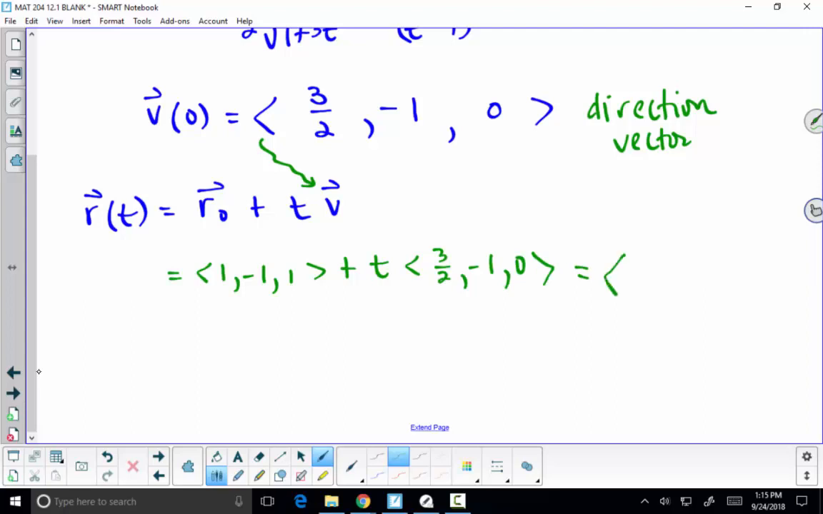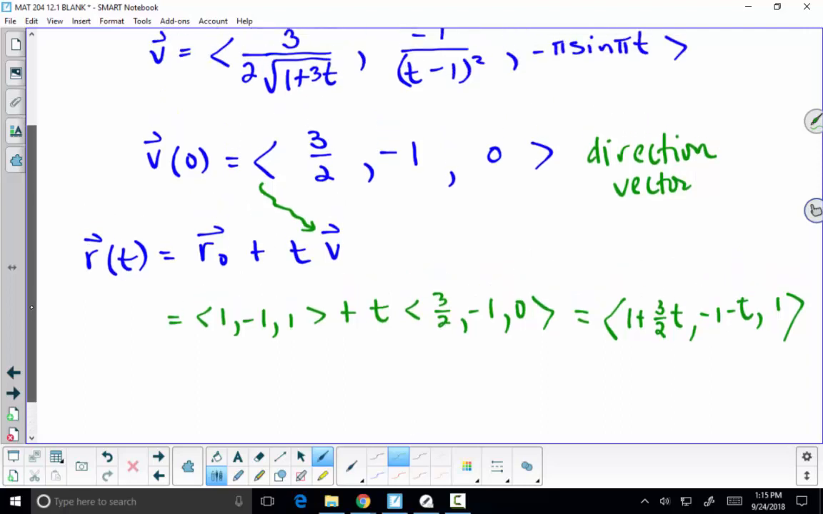I know that MyMathLab doesn't always want you to combine, but most books, most mathematicians want this combined into one vector. So that would be your line. Anytime you're trying to find the equation of a line, you need two pieces of information: direction vector and starting point. Those are the two things. Any questions on that?